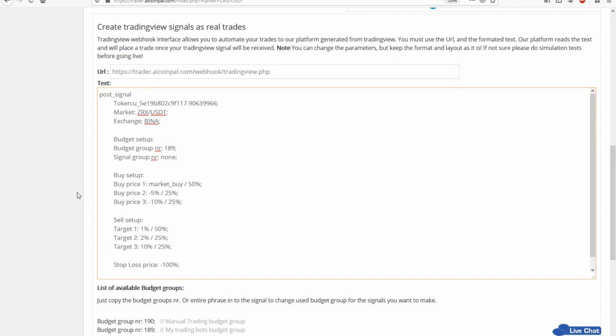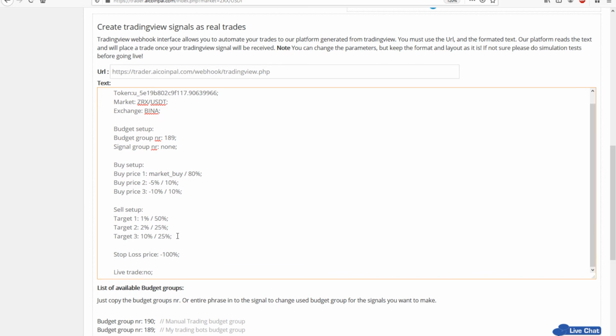So the next parameter means buy another 25% of the capital when the price falls by minus 5%, and then create another buy when the price falls by minus 10%, and then buy another 25%. You can change these parameters, let's say to buy instantly 80%, and then additionally some 10%.